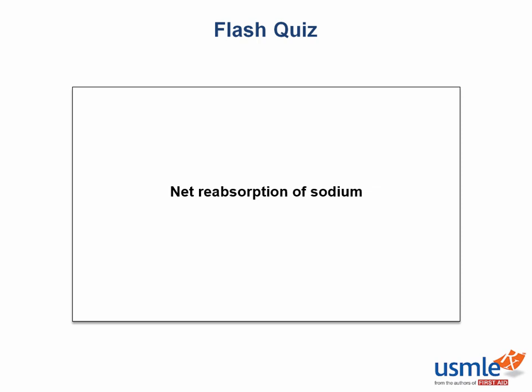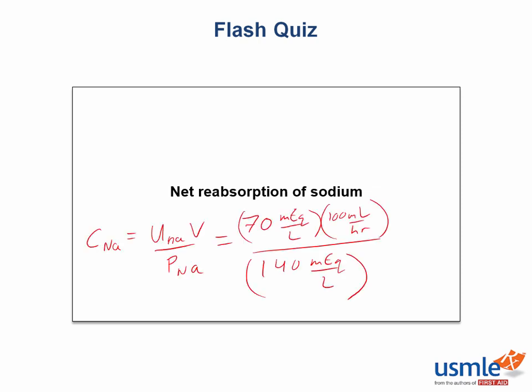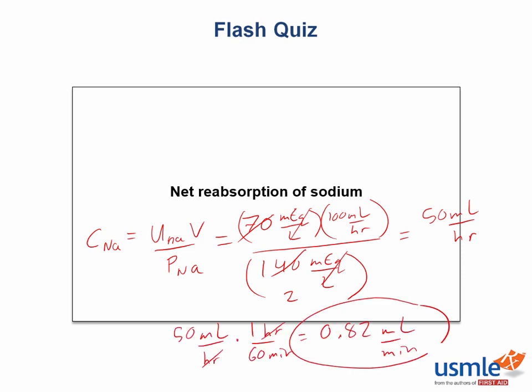Using the following formula for clearance, and plugging in our numbers, and canceling some numbers, we end up with 50 milliliters per hour. But remember, we want to convert this to milliliters per minute, so we need to divide by 60. And this comes to 0.82 milliliters per minute. Because this is less than the GFR of 100 milliliters per minute as we previously calculated, this means there is net reabsorption of sodium. Be comfortable with these equations because the USMLE will test your knowledge of both of them conceptually and mathematically.